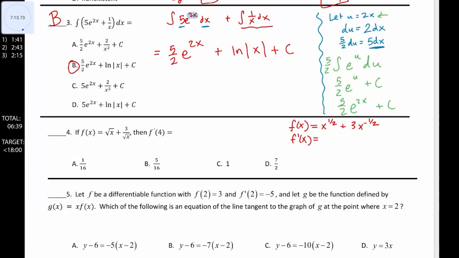So applying the power rule would give me 1/2 x to the negative 1/2 minus 3/2 times x to the negative 3/2.